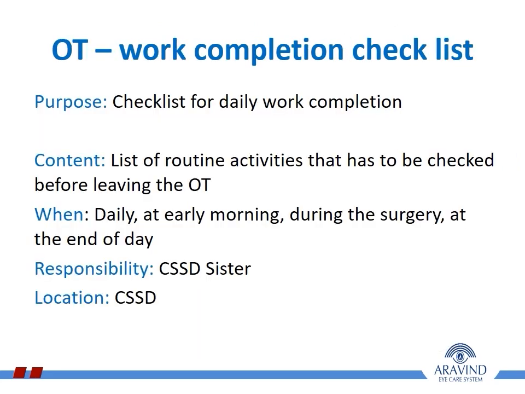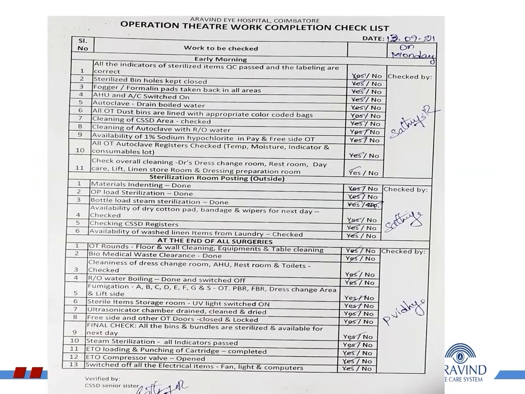Next is the OT work completion checklist. It consists of checklists for daily work completion. It shows the list of routine activities that have to be checked before leaving the operating theatre. It is done daily at early morning, during the surgery, and at the end of the day. CSSD staff are in charge of maintaining a proper filling of the OT work completion checklist. This slide shows the checklist in detail.